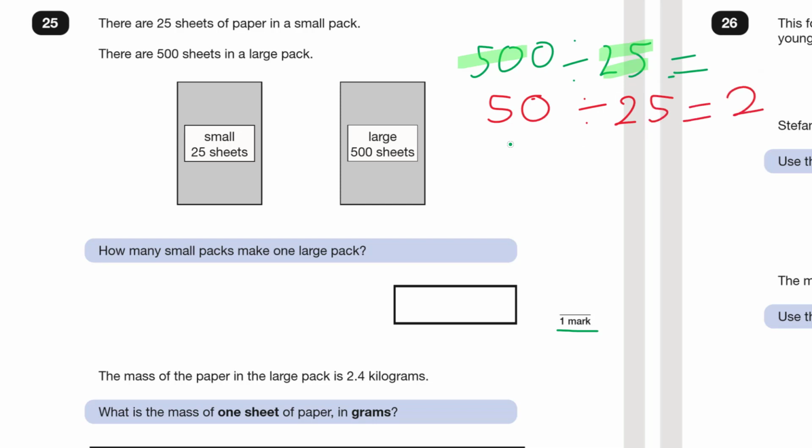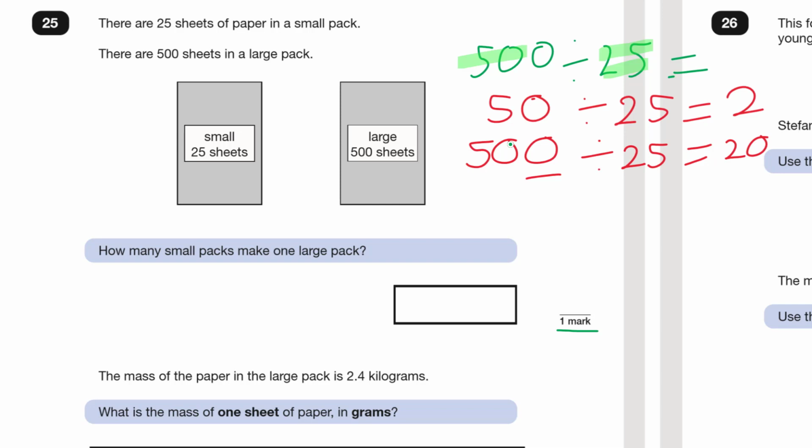Therefore, if my 500 is 10 times bigger, 500 divided by 25, as I've got more to share, I'm going to have a bigger answer, which is 20. Or you might do a long division, you'll get the same answer. I've demonstrated in previous questions how to do long division, so I'm not going to go over that again.